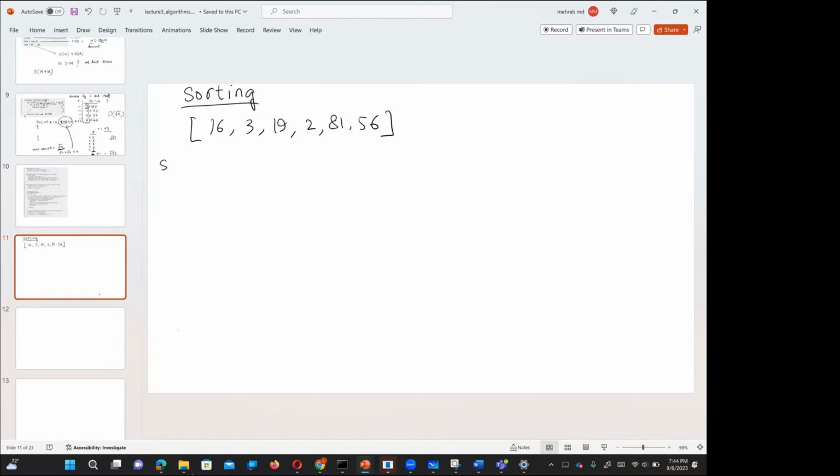Okay, what is the sorted result here? What will be the sorted result? First will be 2, right? Next 3, right? Yeah, 2, 3, and then 16, 19, 56, 81. This is going to be the sorted result. Okay.